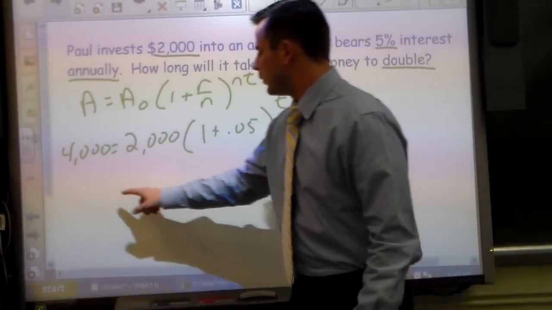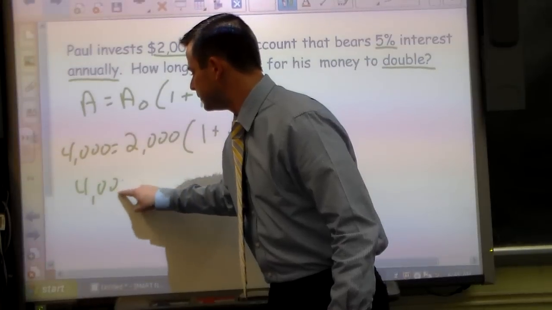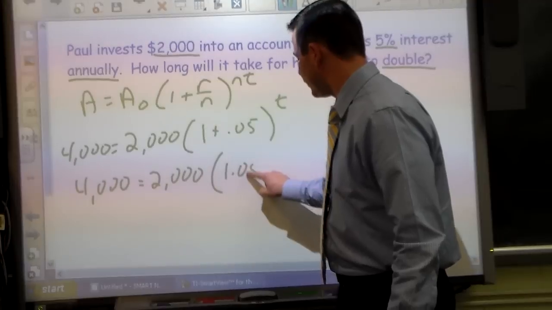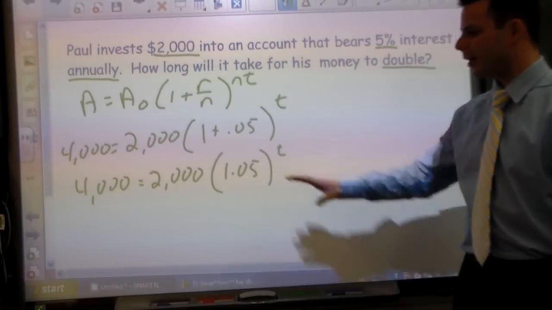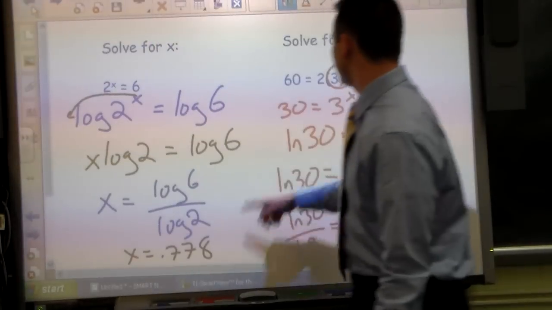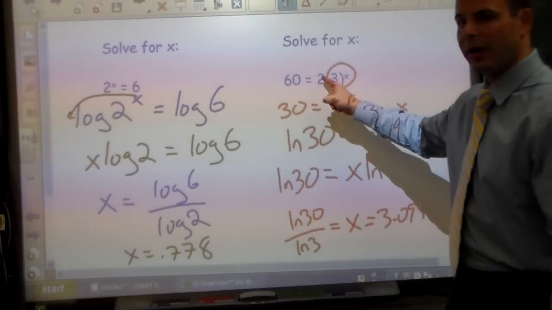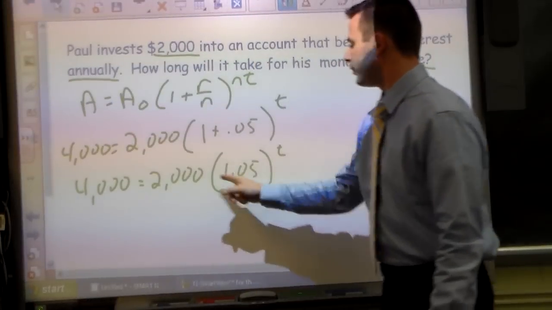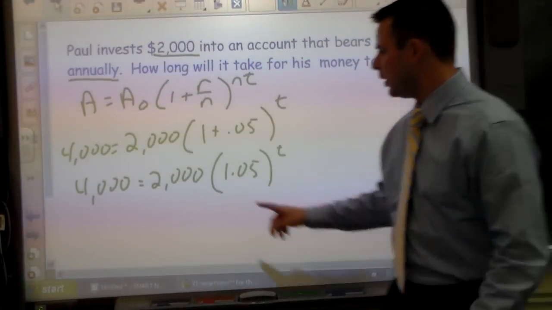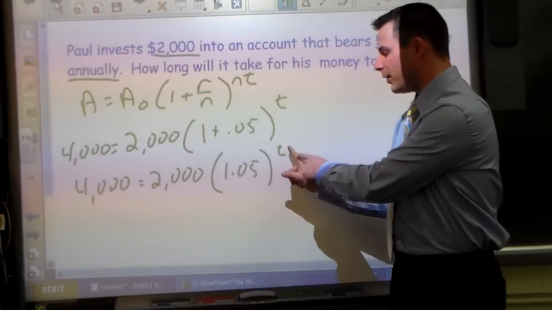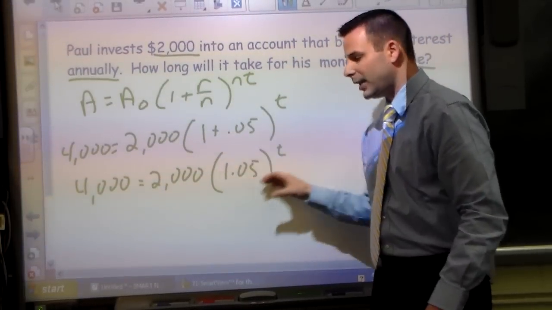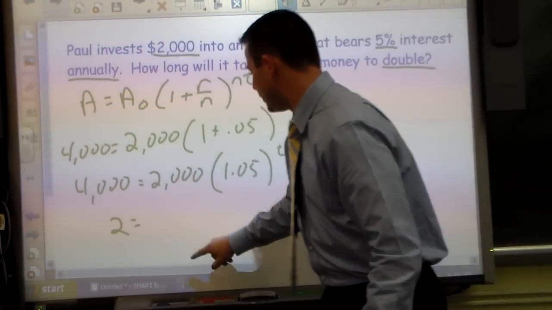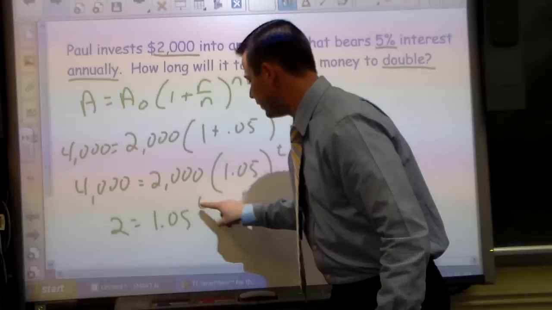So let's clean this up. We're going to have 4,000 equals 2,000 times 1.05 to the t power. Now if you take a look at this example, this looks a lot like the previous example, in which there was a multiple of the exponential. In that case, we divided by 2. We're going to do the same thing here. We're going to divide both sides by 2,000, because the base of this exponential is 1.05, so we want to isolate this term that has the variable in the exponent. Divide by 2,000, you get 2 equals 1.05 to the t power.